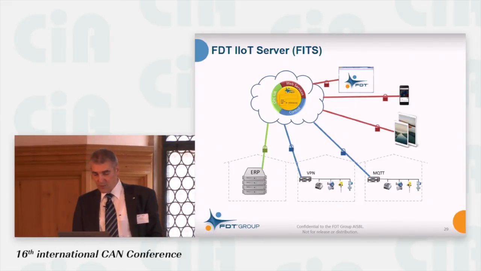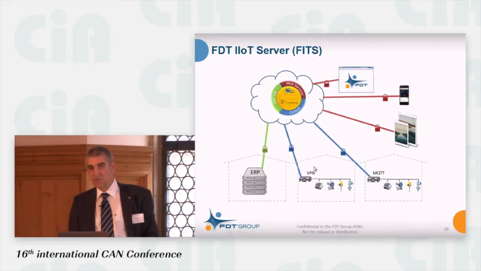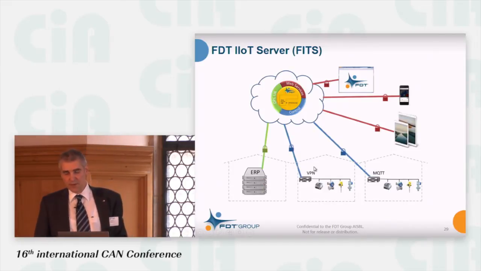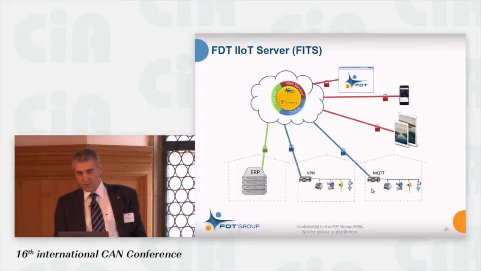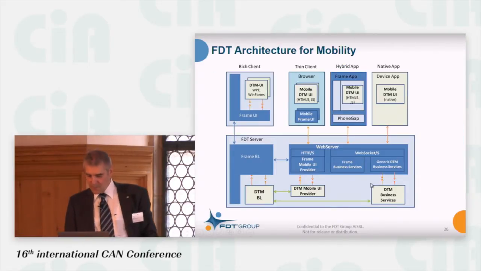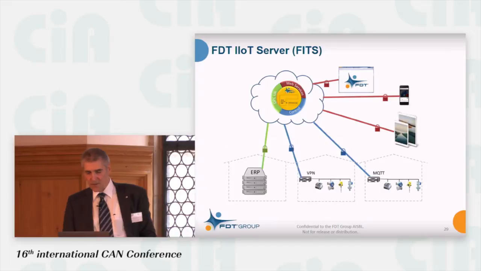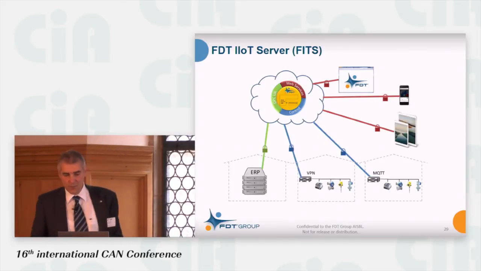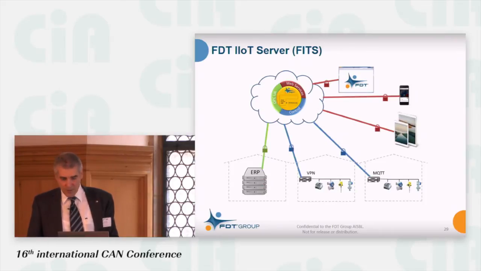Here you see, for example, a VPN, so this could just be a gateway DTM providing a VPN connection, or we could also have a gateway DTM providing an MQTT protocol, as it's used more and more in the IIoT environment.